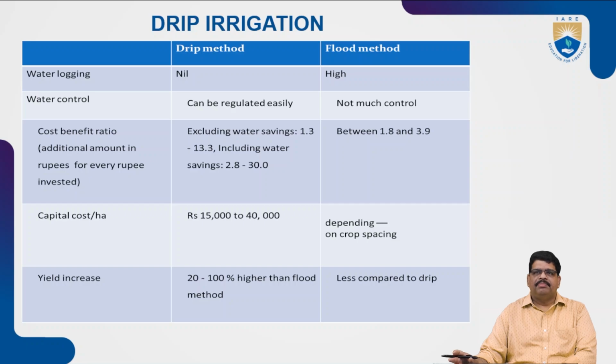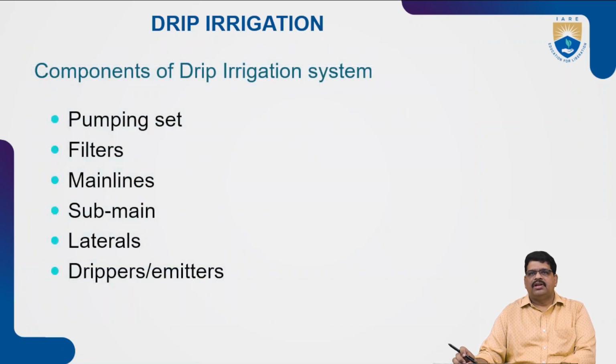So this is the comparison between the drip irrigation method and the flood method. You have to remember the difference between these two methods for knowledge purposes. Next, what are the components of the drip irrigation system? The components are the pumping set, filters, main lines, sub lines, laterals, and drippers or emitters.